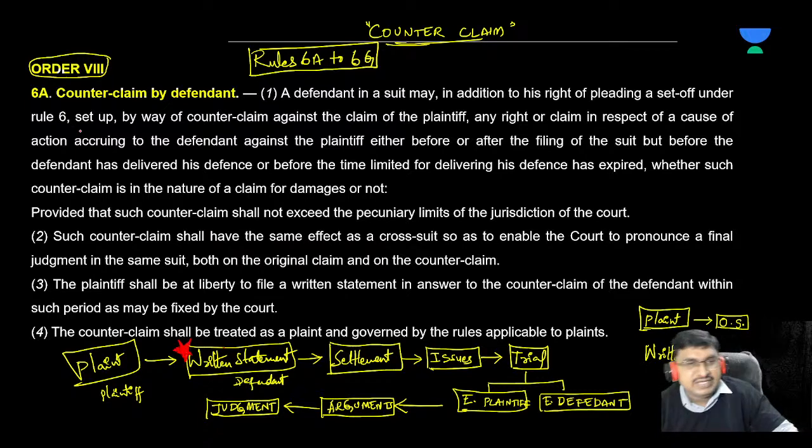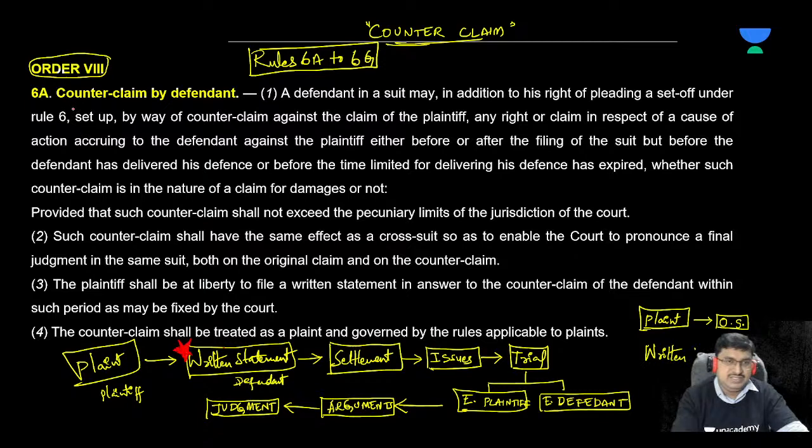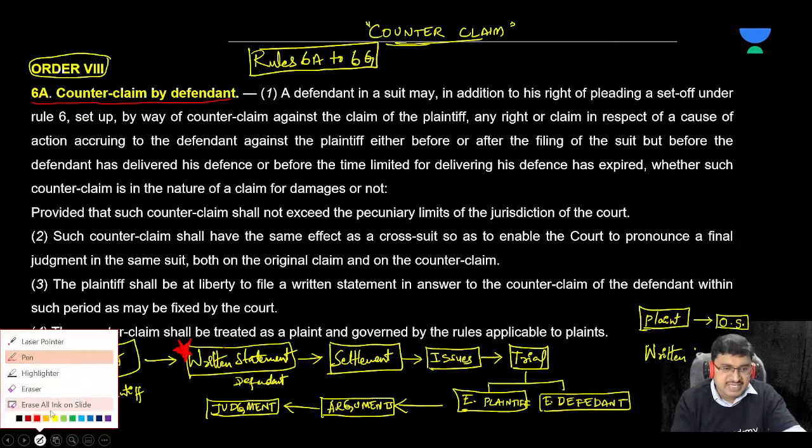Okay. Now, let us see. Order 8, Rule 6A to 6G of C.P.C. are dealing with the concept of counterclaim. According to 6A, counterclaim by the defendant. This is the title, friends. Now, let us see its ingredients in the light of the Bare Act.